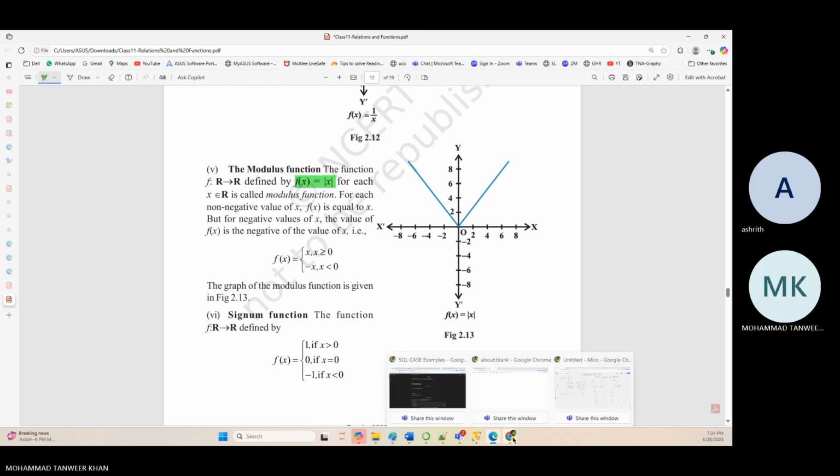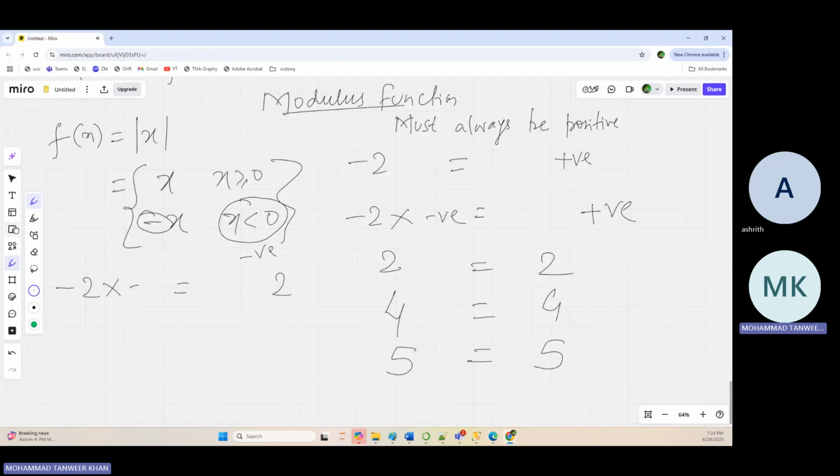But even if you want to check it, what you have to do? Take different input values. Take x value as -4. Y will be minus into -4, plus 4. x is -3: minus into minus, plus 3. x is minus 2: minus into minus 2, plus 2. x is minus 1: minus into minus 1, plus 1. Right?